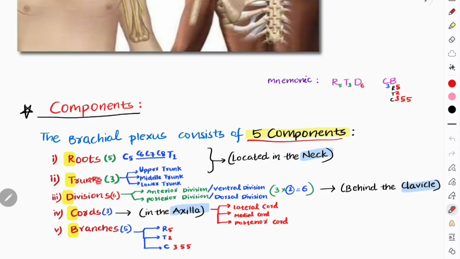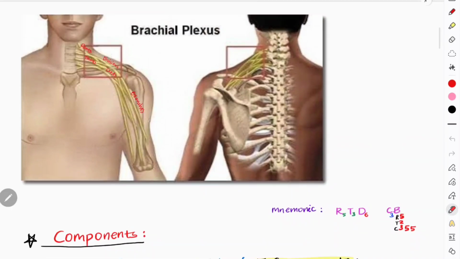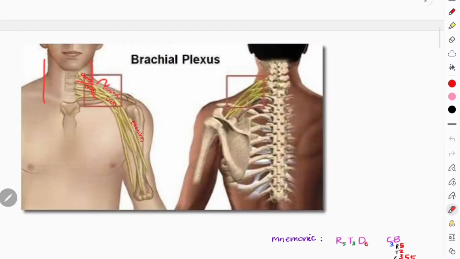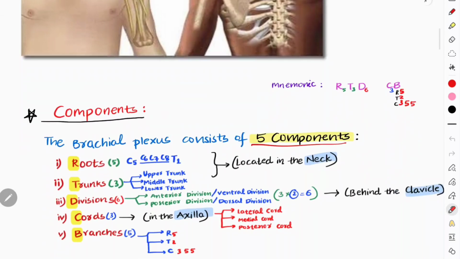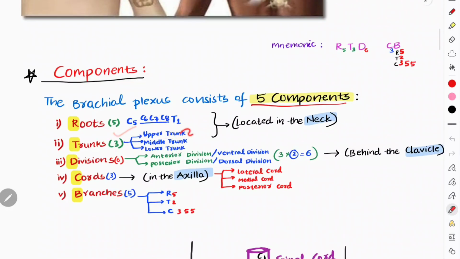And the trunks are 3. The roots further go and form trunks. Those are the upper trunk, middle trunk, and lower trunk. These are located in the neck. If you see in this diagram, this is the neck, so roots and trunks are located in the neck. Roots are 5: 1, 2, 3, 4, and 5. They unite to form 3 trunks: upper trunk, middle trunk, lower trunk.